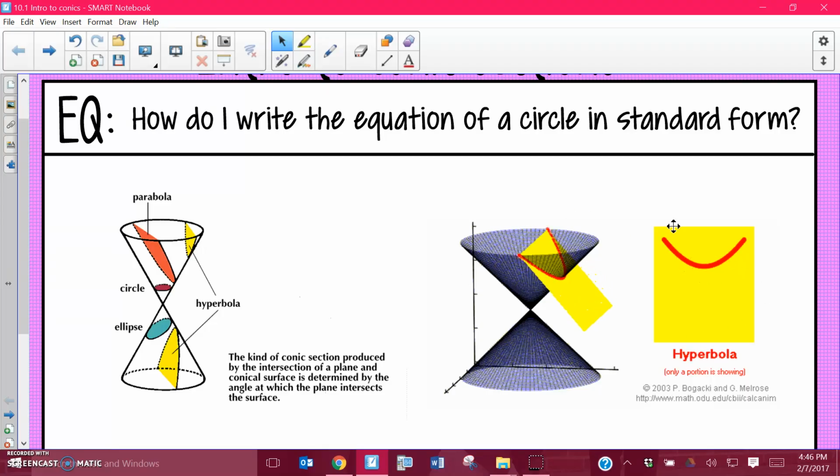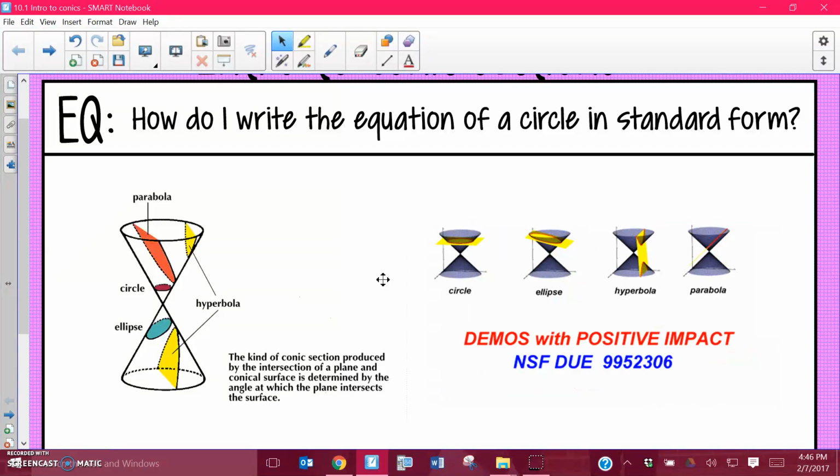So I have two different visual aids right now. One of them is actually running and showing you what's happening as that piece of paper is slicing through those cones. As it goes through both cones, it's making a hyperbola, which looks like two parabolas together. Then it turns into just a parabola when it's only touching one cone. Then an ellipse, which is like an oval. And then eventually it turns into a circle.